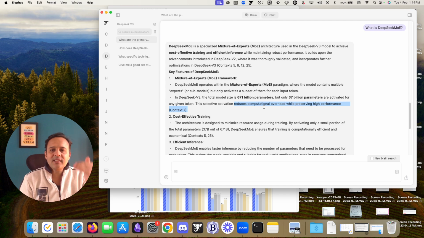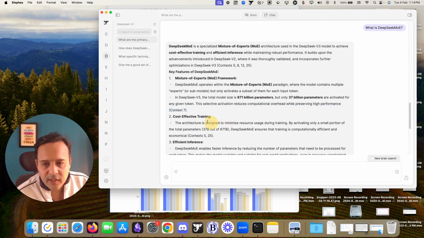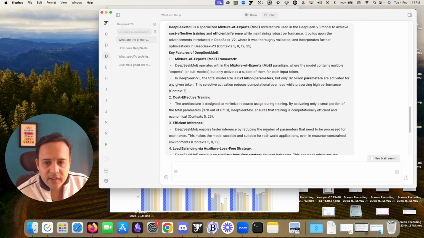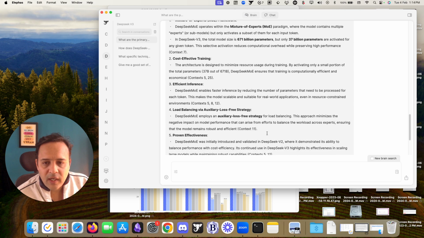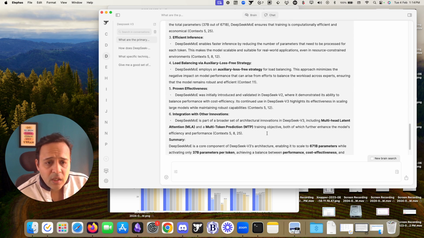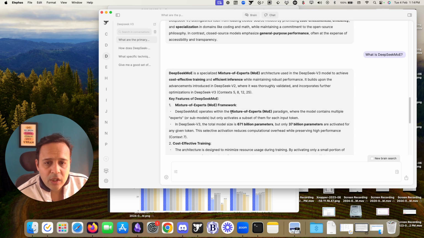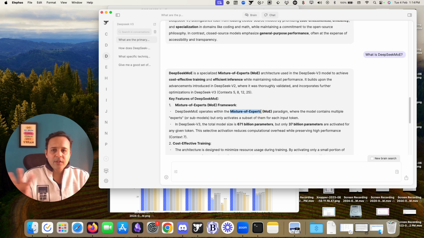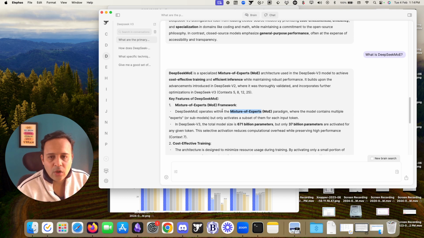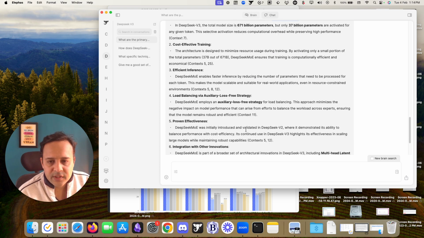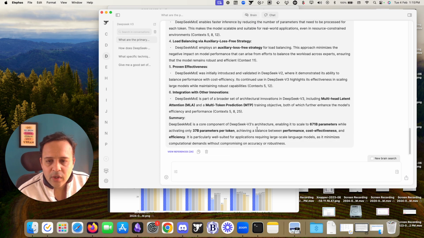So essentially, this is the reason why this is cost effective, right? 37 billion instead of 671 billion. That is nice. Load balancing. Okay, proven effectiveness. So it uses a mixture of experts where there are domain specific experts or submodels inside DeepSeek, and only a bunch of them get activated based on each input token, basically for each prompt, essentially. Right. So, okay, fair enough.